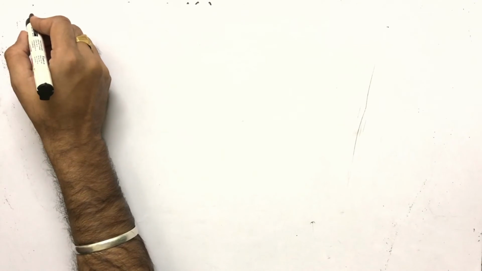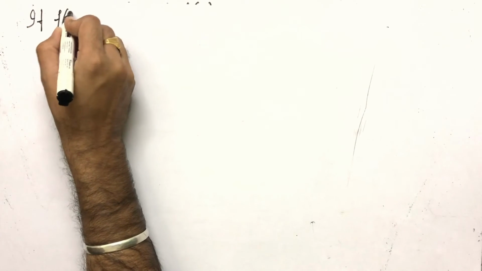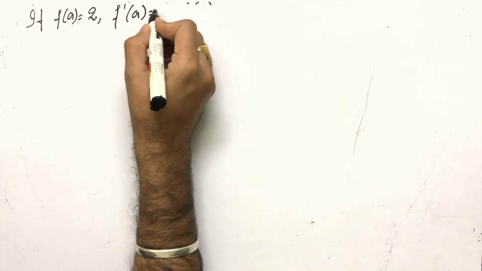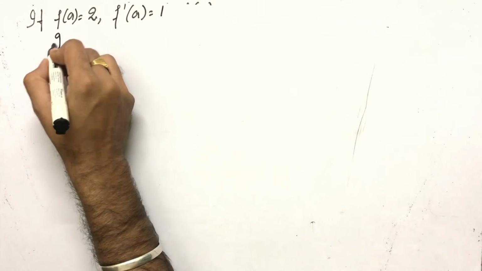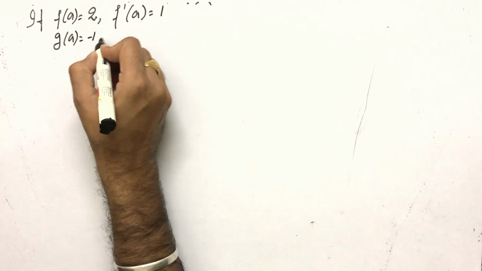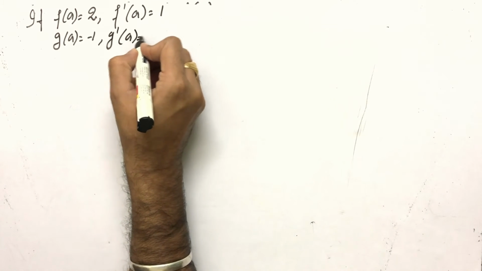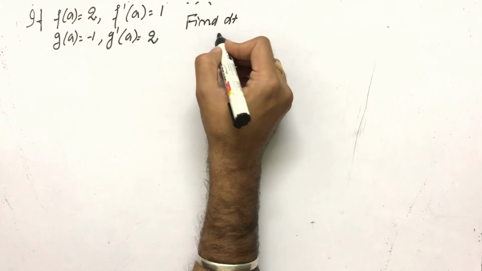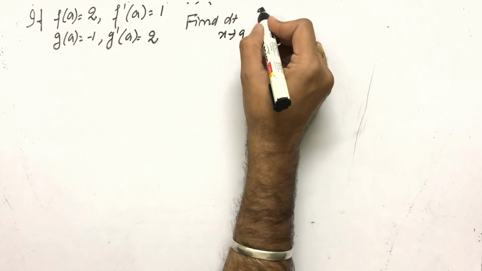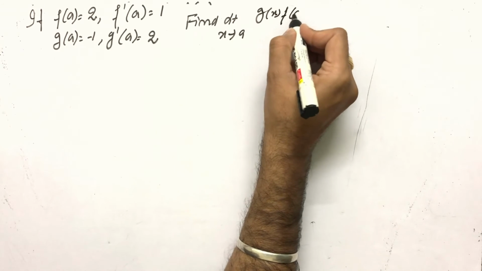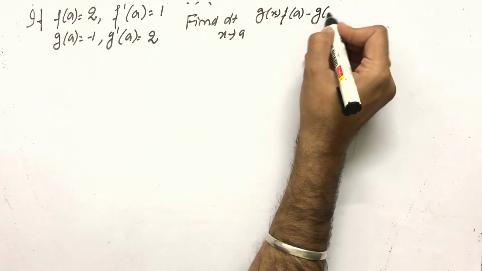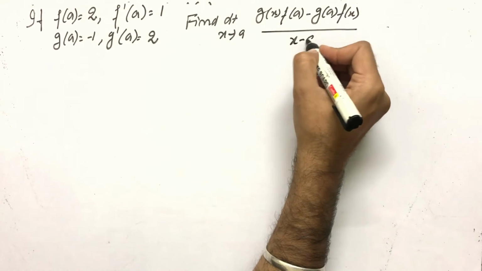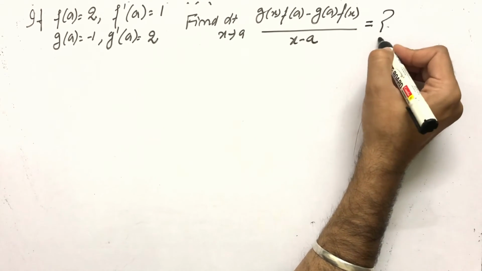Next question. Given that f(a) = 2, f'(a) = 1, g(a) = -1, g'(a) = 2. The question is, find limit x tends to a of [g(x)f(a) - g(a)f(x)] / (x - a). So we have to calculate how much this is.